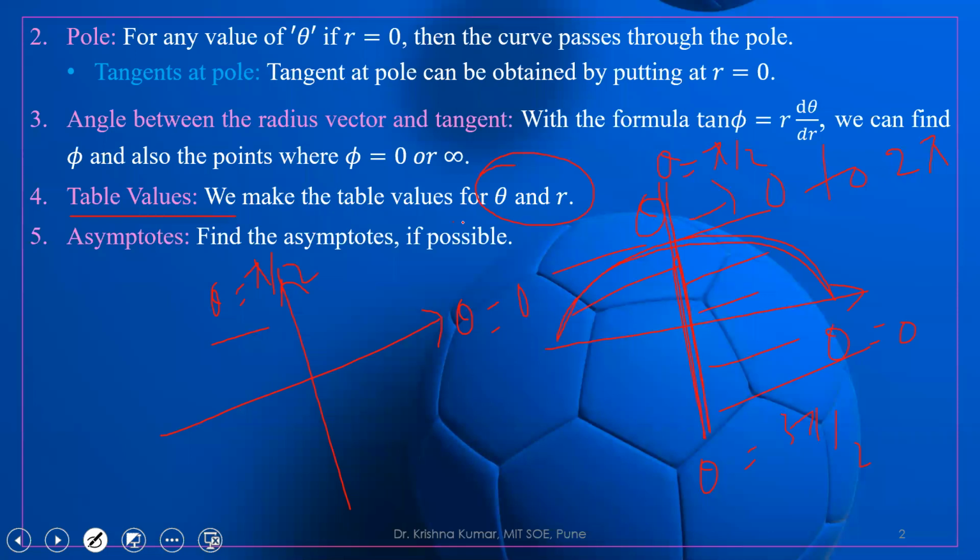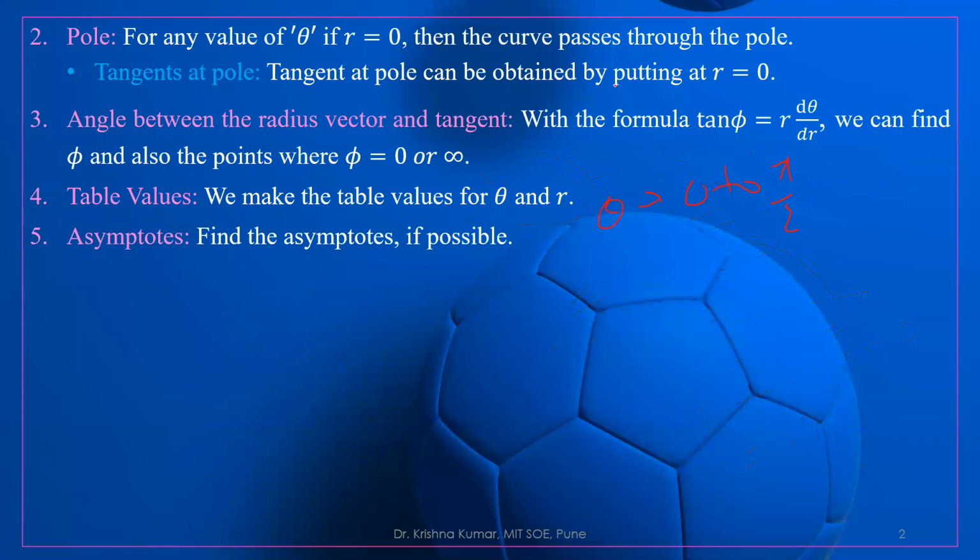What is the meaning of table values? For different values of θ, we find the different values of r. How many values of θ we have to consider is decided by which axis the curve is symmetric about. If the curve is symmetric about the initial line, we find θ from 0 to π. If the curve is symmetric about both lines, then θ will be only 0 to π/2.